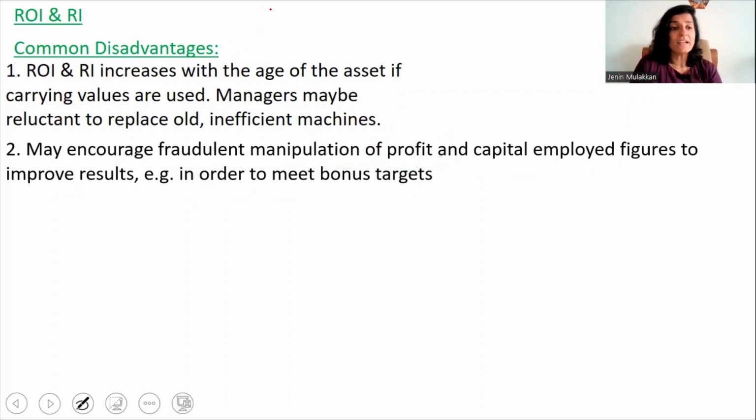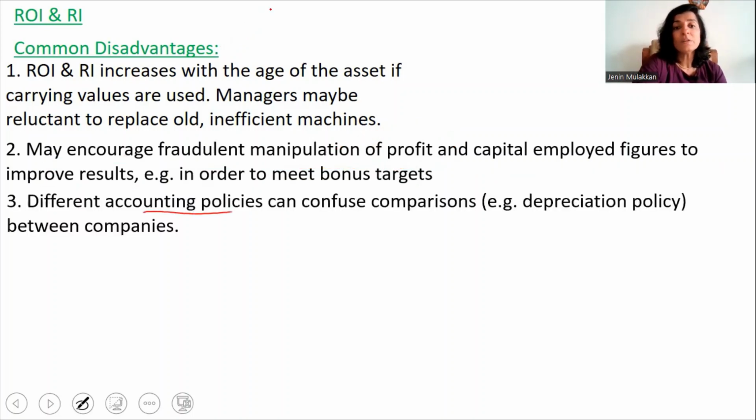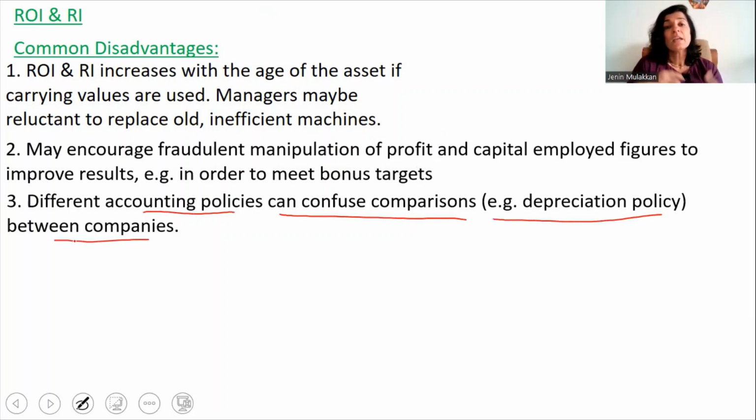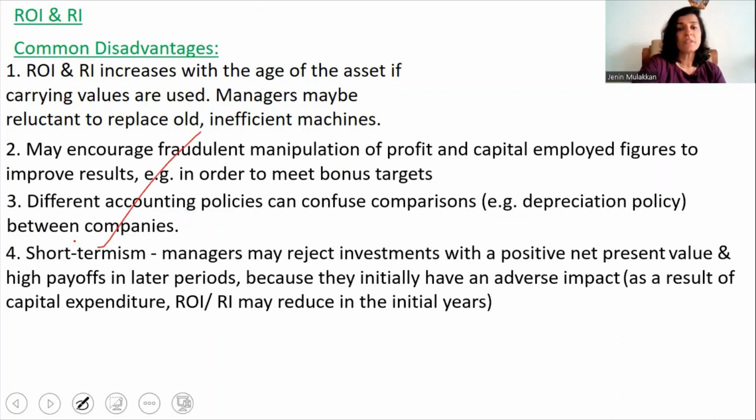Moving to the third disadvantage, different accounting policies can confuse comparisons. Example, depreciation policy between companies. Because of the difference in accounting policies, the ROI of one company may not be comparable with the ROI of another company. Now, point number 4, short-termism.